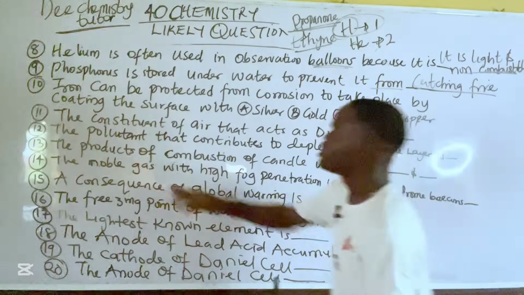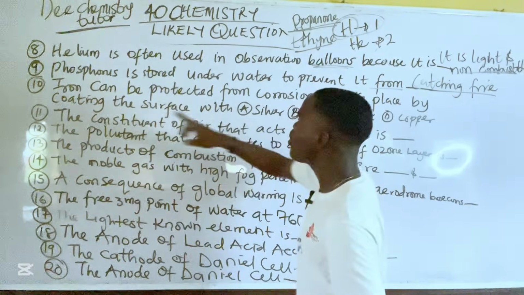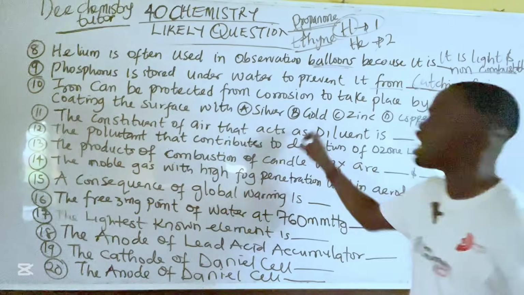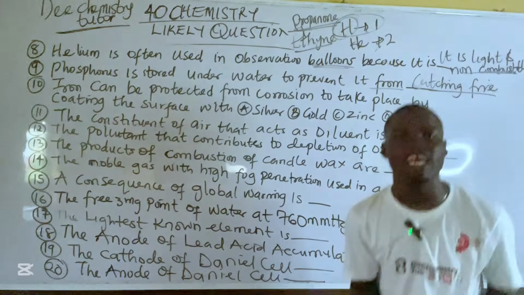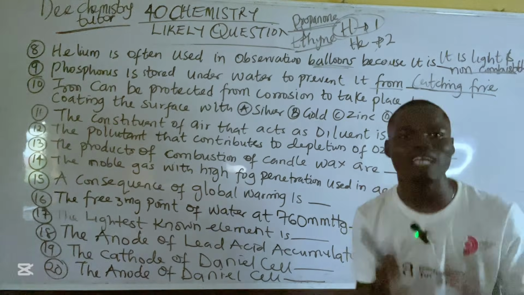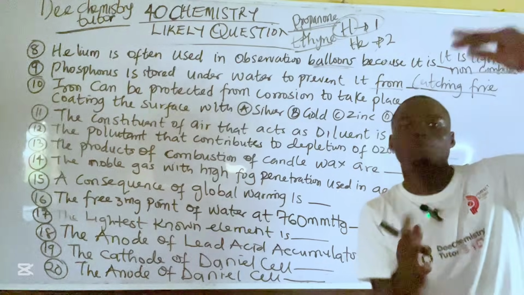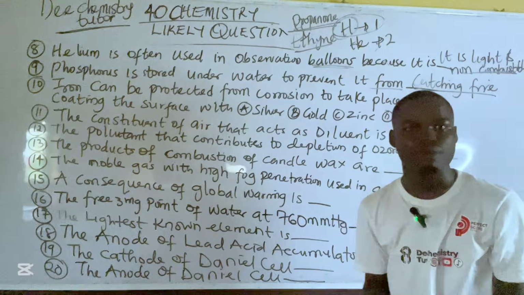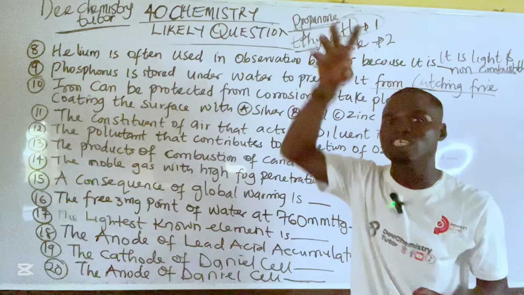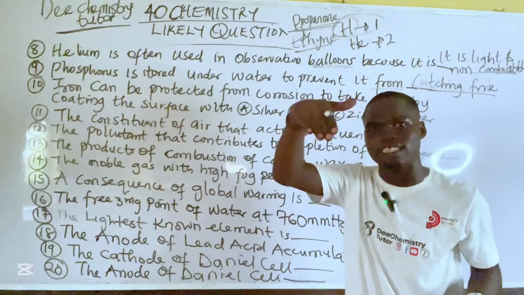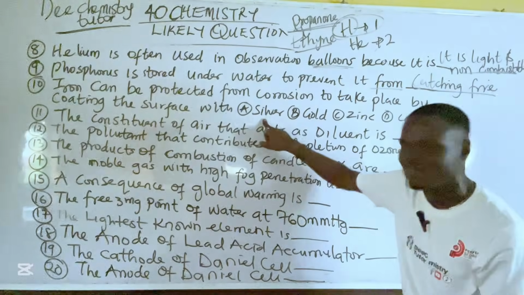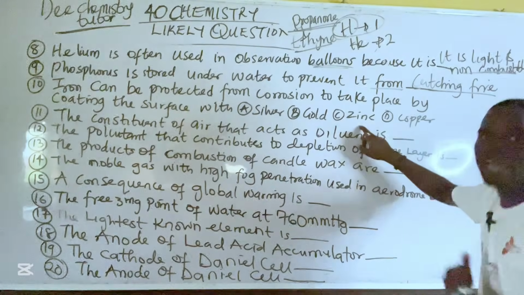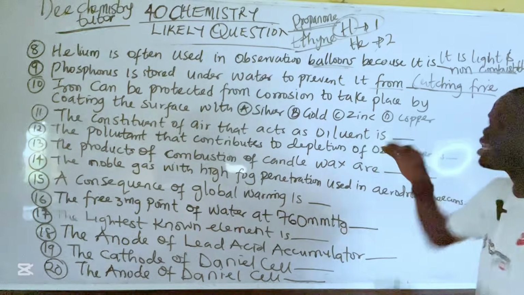Number 10. Iron can be protected from corrosion by coating the surface with dash. Now, one thing you have to know here is what we call the electrochemical series, which talks about the order of electropositivity and electronegativity. You should know that iron is somewhere around the middle. Now, look at this. Silver is below iron. Gold is, in fact, the least, the last. Zinc is above iron, while copper is below iron.